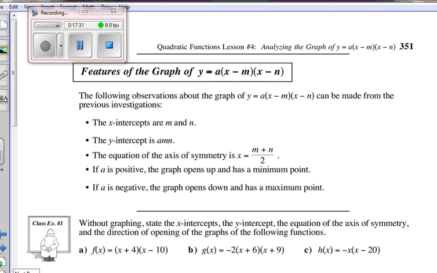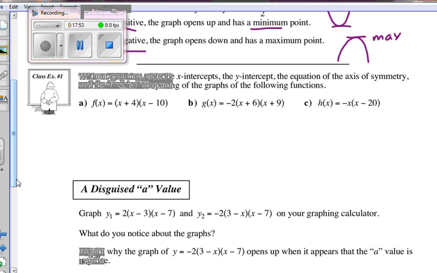So here's some summary. Let's keep going because this is all review. If A is positive, remember we have a minimum value. If A is negative, we're going to have a max value. And y-intercept is M-A-N. So that's the same step. So let's move on. It says, without graphing, state the x-intercepts, the y-intercept, and the equation of the axis of symmetry, and whether it opens up or down. So let's go through each point together.